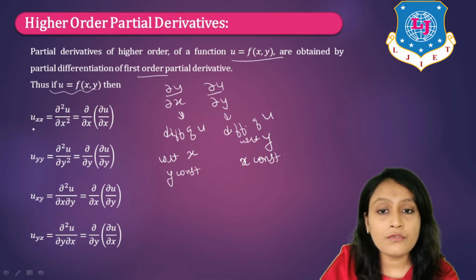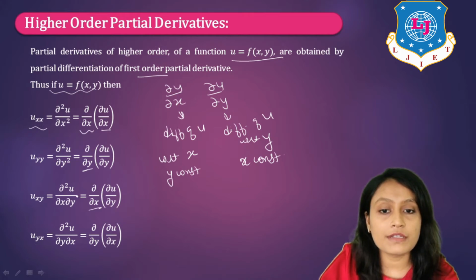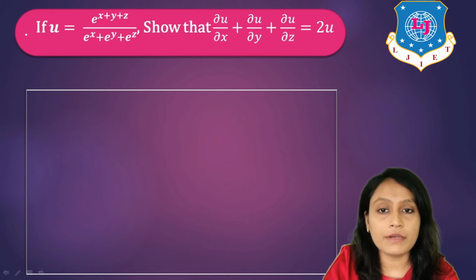Okay, next, to find u_xx, just apply the partial derivative with respect to x to del u by del x. To find u_yy, we have to apply the partial derivative with respect to y to this del u by del y, and to find u_xy, we have to apply the partial derivative with respect to x to this del u by del y, and to find u_yx, we have to apply the partial derivative with respect to y to this del u by del x. Okay, so now let's begin with the example.